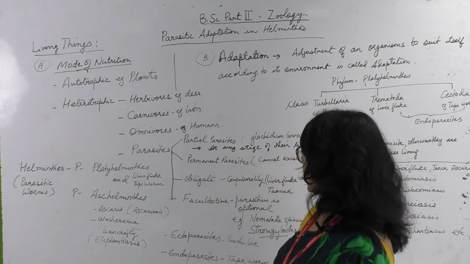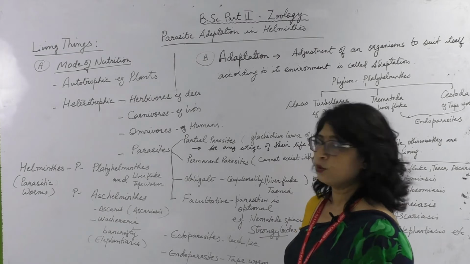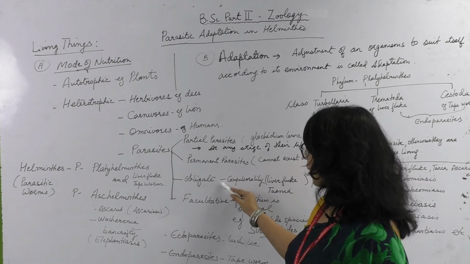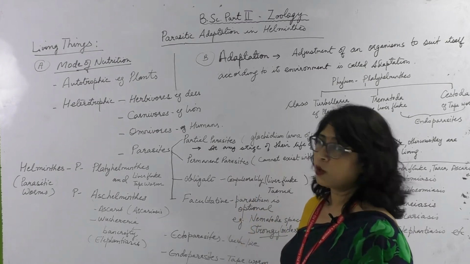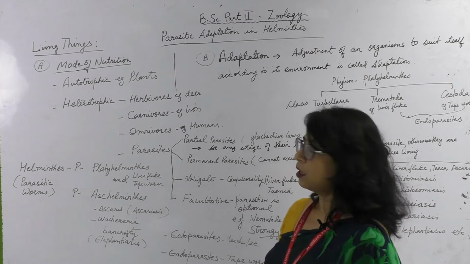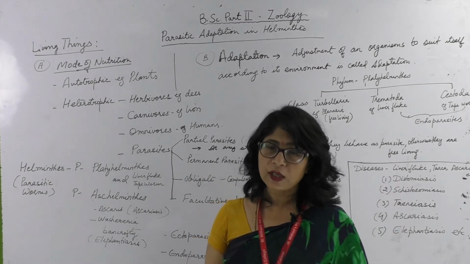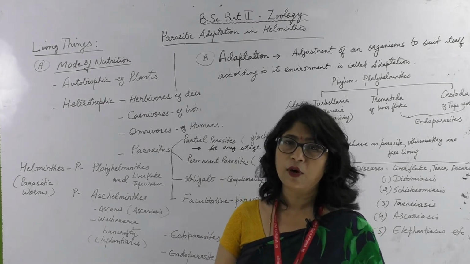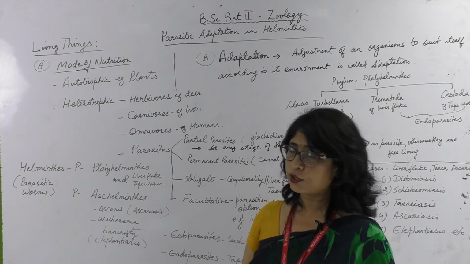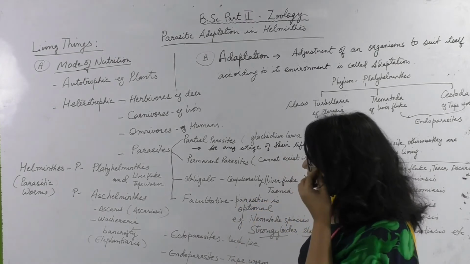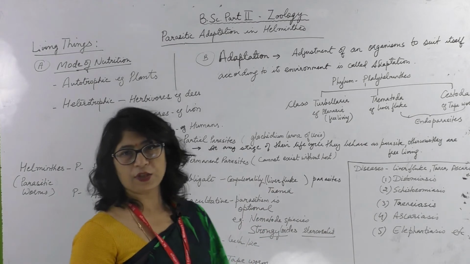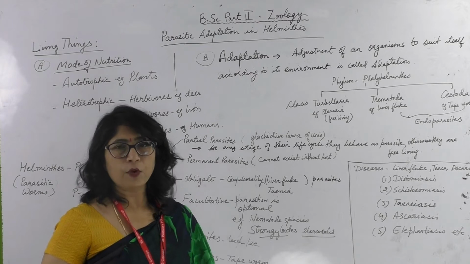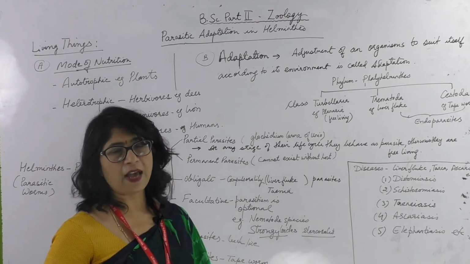When we talk of parasites, we can categorize them into partial parasites, permanent parasites, obligate parasites and facultative parasites. Now what do we mean by partial parasites? Partial parasites means anshik parjivita, that is the organisms that fall into this group are parasites only at a certain stage in their life cycle. They are not parasites throughout their life, only at certain stages they behave as a parasite.